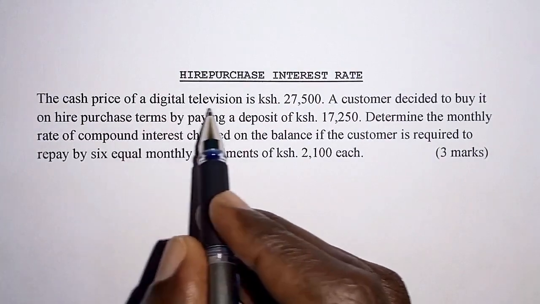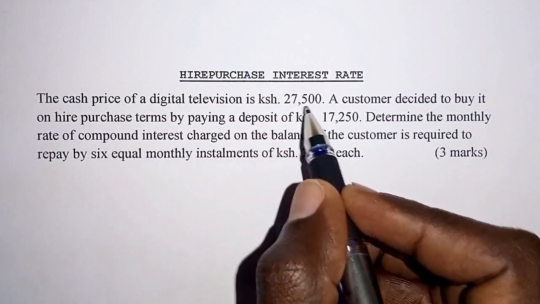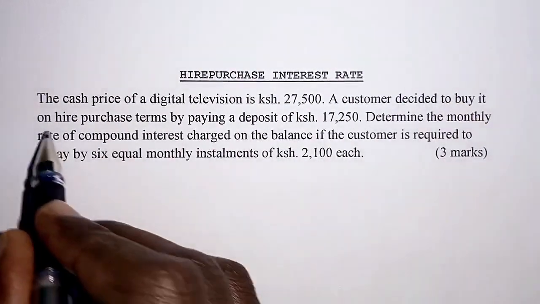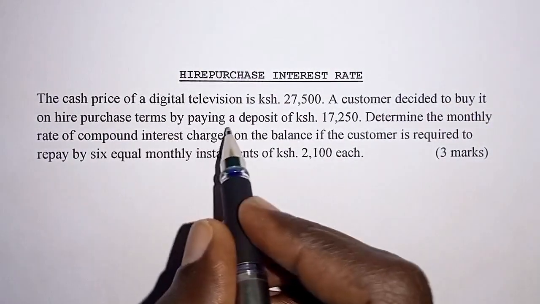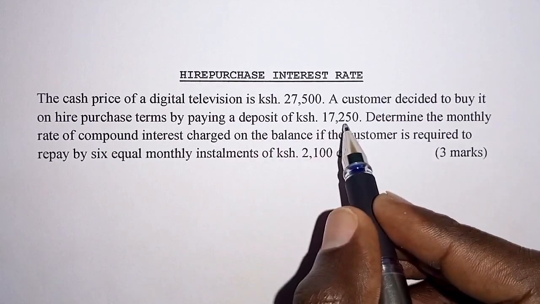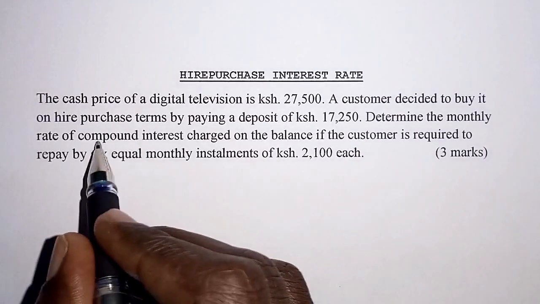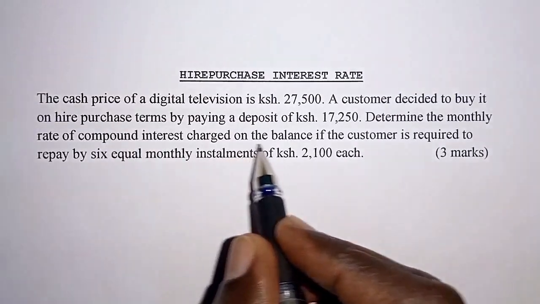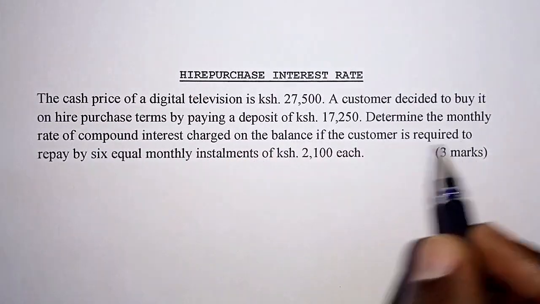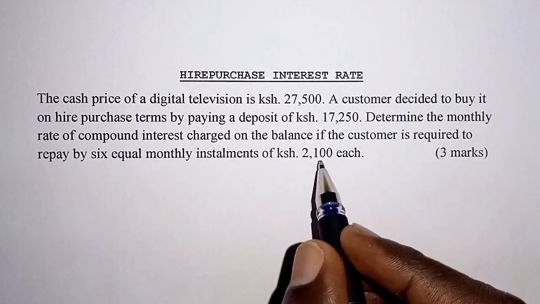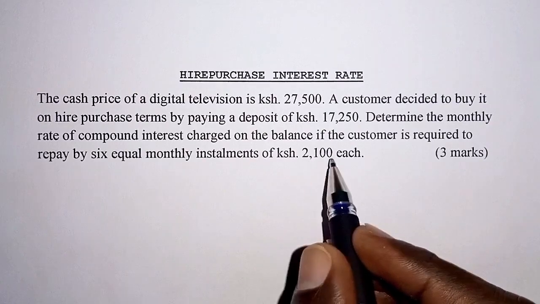The cash price of a digital television is 27,500 shillings. A customer decided to buy it on hire purchase terms by paying a deposit of 17,250 shillings. Determine the monthly rate of compound interest charged on the balance if the customer is required to repay by 6 equal monthly installments of 2,100 shillings each.